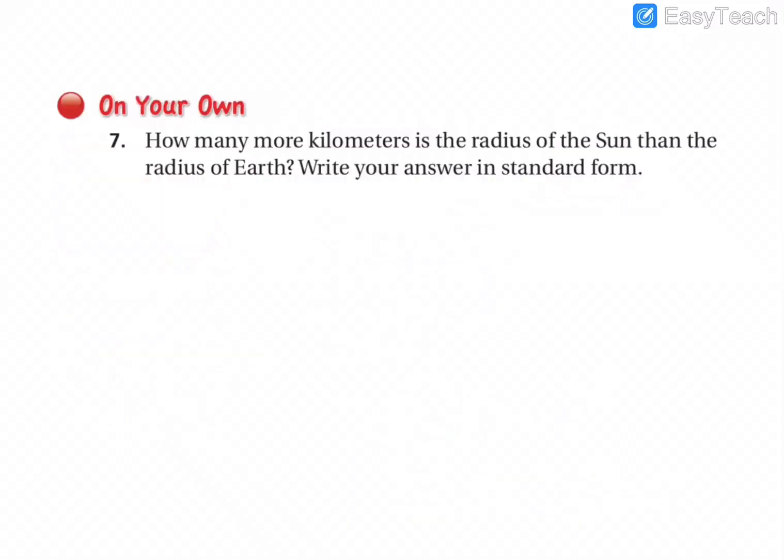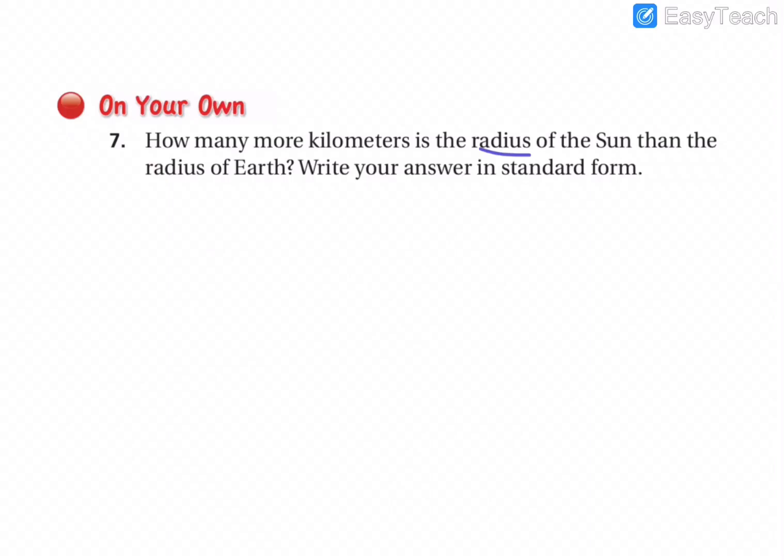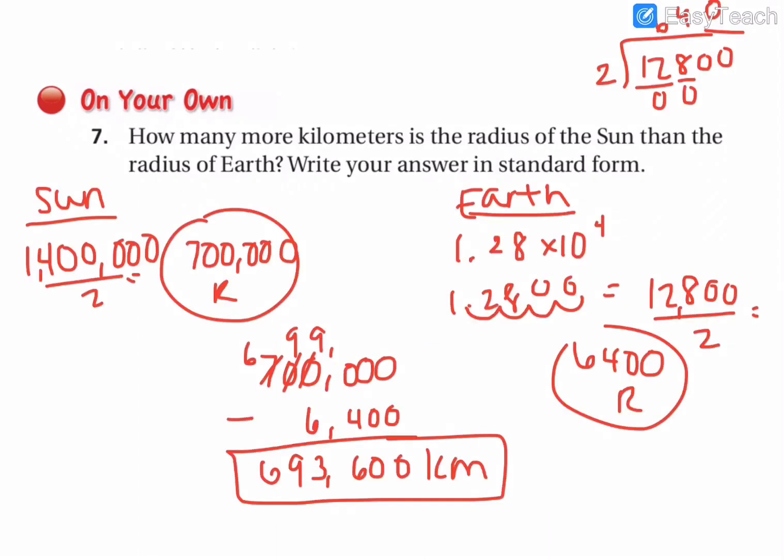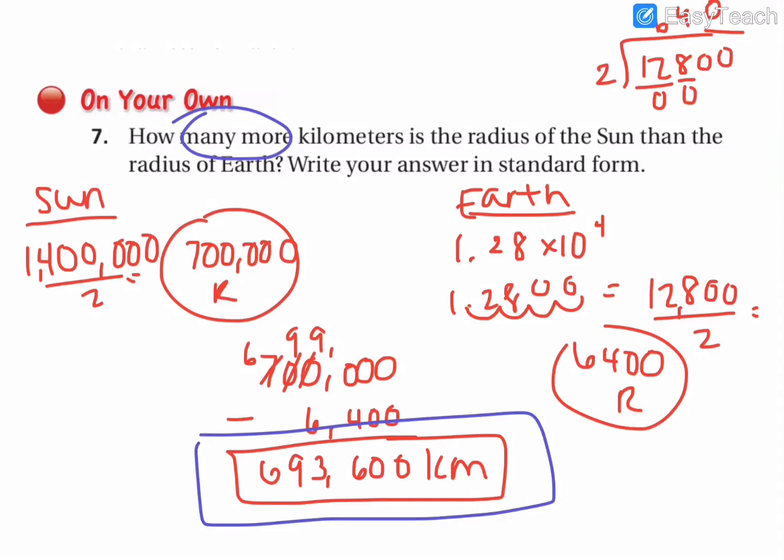On your own, you are looking at the radius this time. So decide which method you prefer to use, and then come back to check your answer. Alright, so my final answer is here, by the way, 693,600 kilometers. And if you are finding your answer to be way off, this one said how many more, so that was just subtraction instead of division.